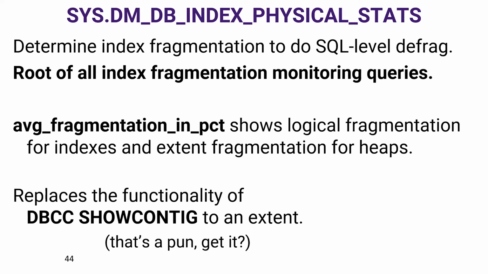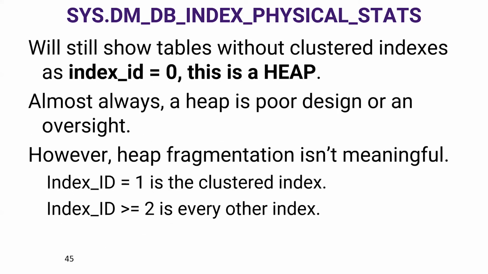So DB index physical stats determines the index fragmentation to do SQL level defrag. This is the root of all index fragmentation monitoring queries, monitoring suites, defrag tools, or anything like that. Average fragmentation in percent shows the logical fragmentation for indexes and extent fragmentation for heaps. We're going to talk about why that's not necessarily helpful. And so this DMV, or DMF rather, replaces the functionality of DBCC SHOWCONTIG to an extent. We'll move on.